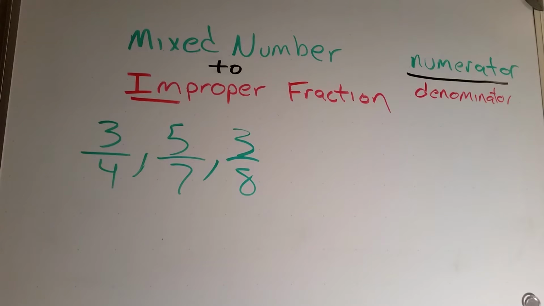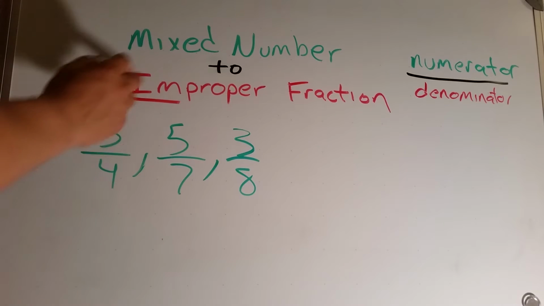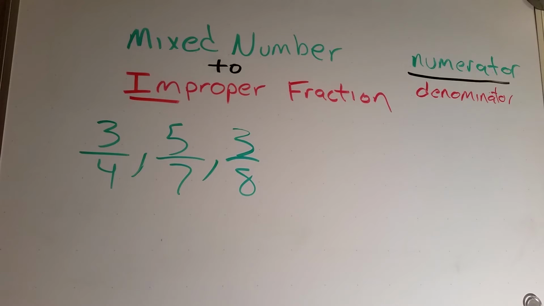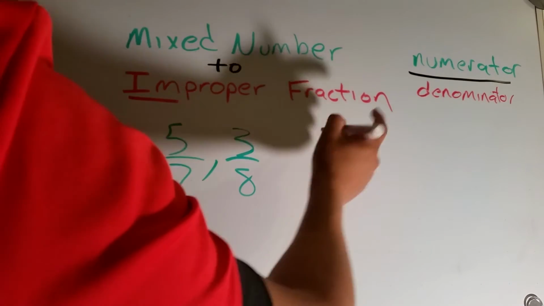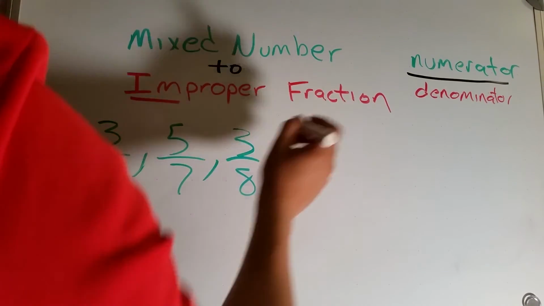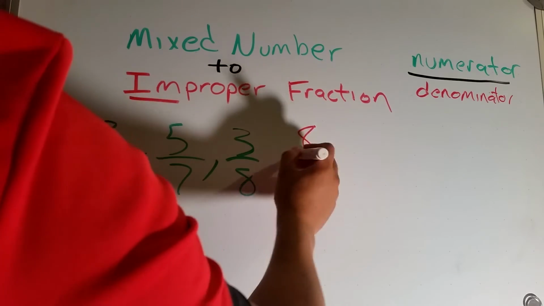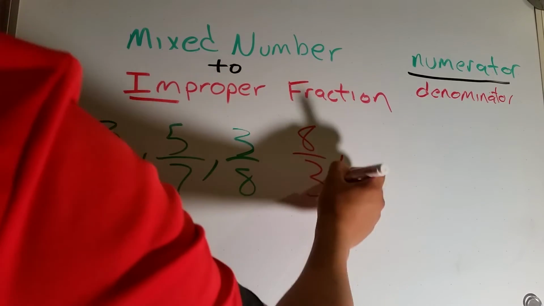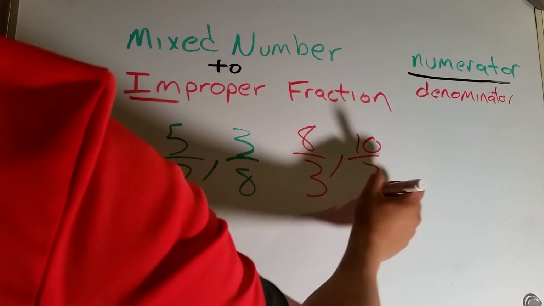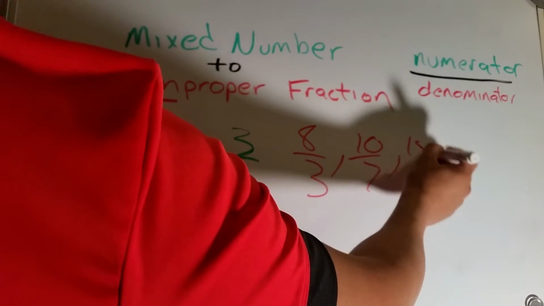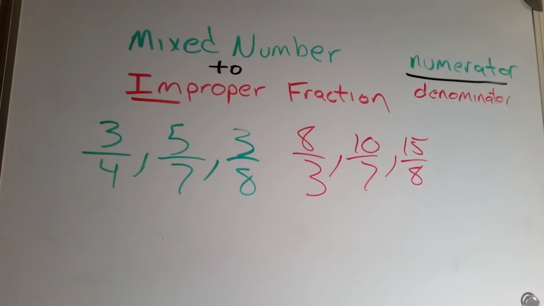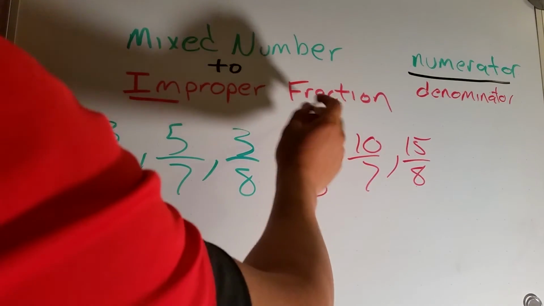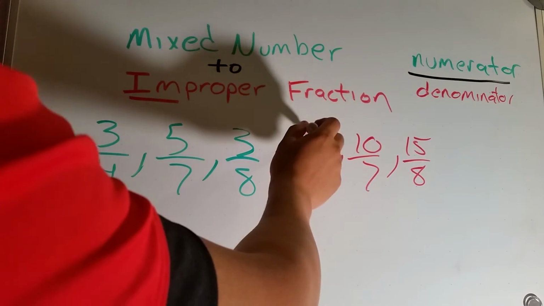An improper fraction, on the other hand, is telling us with this prefix that it's probably going to be the opposite of a proper fraction. When it's an improper fraction, we're going to label it in red. What we're saying is that the numerator is going to be bigger than the denominator. For example, 8/3, 10/7, and 15/8.